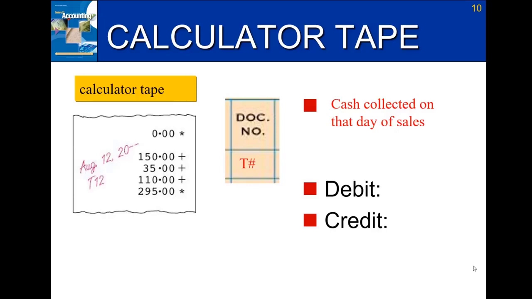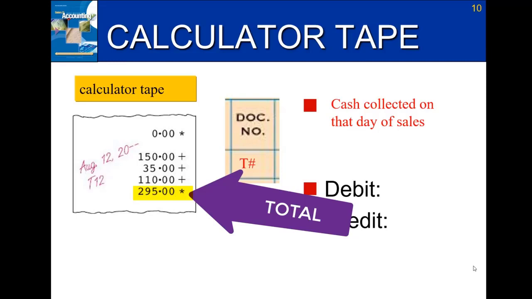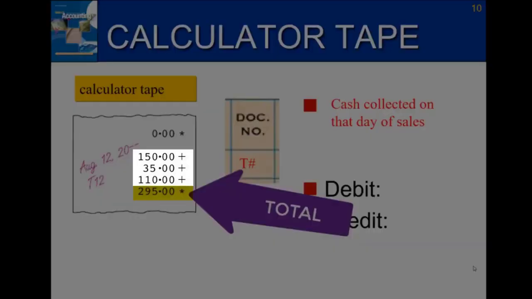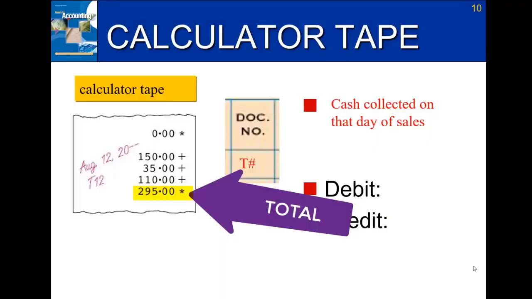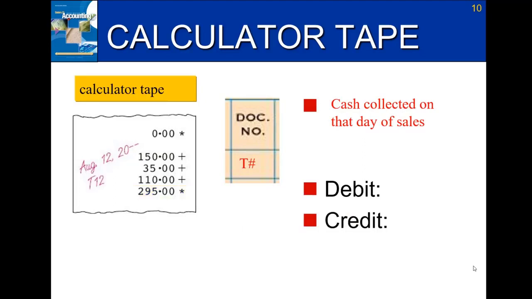Now, the calculator tape can be kind of confusing. It's always the bottom number that's the total number. So if I look at these 3 numbers, 150, 35, and 110, if I added those 3 together, that would equal 295. So when you look at a calculator tape, it's always the bottom starred number that you're going to be recording on your journal. So if I receive cash, cash is what I'm debiting, and then my credit is for something that I sold that day. So sales, again, is always a credit with calculator tape.